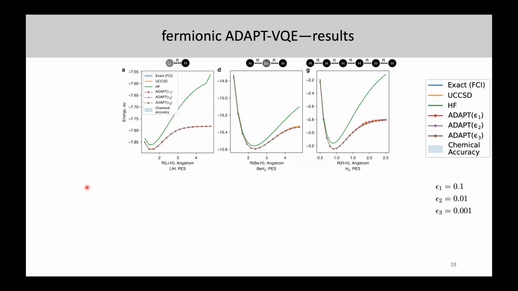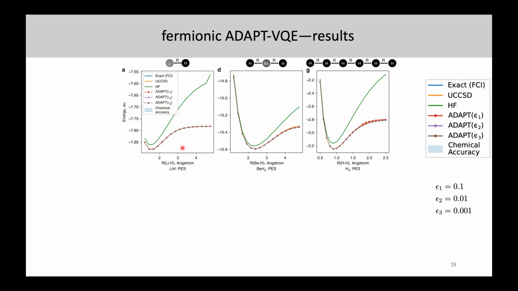So here are some results for ADAPT-VQE in the case where the pool is comprised of fermionic singles and doubles operators. Here we're looking at the energy as a function of bond distance for 3 different molecules: lithium hydride, beryllium hydride, and H6. On this scale, I'm plotting the Hartree-Fock result, which is the green curve, which never works very well, so we shouldn't pay too much attention to that one. But then we also have the exact result obtained from full configuration interaction calculations in blue. And then UCCSD is in orange, and then 3 different versions of ADAPT are dashed lines, red, purple, and brown.